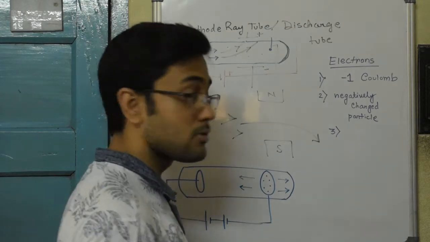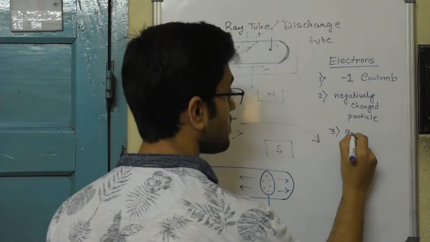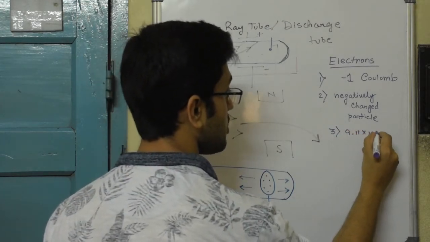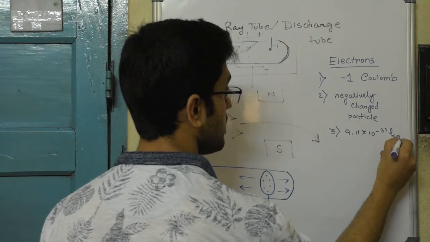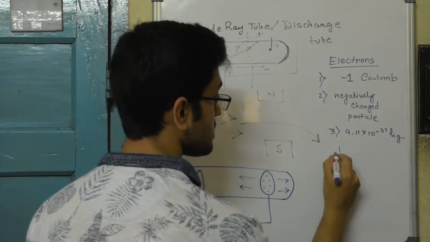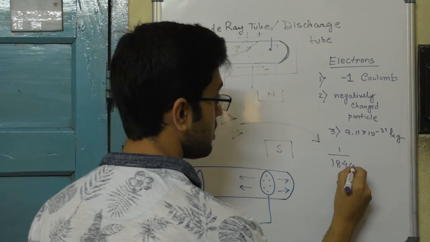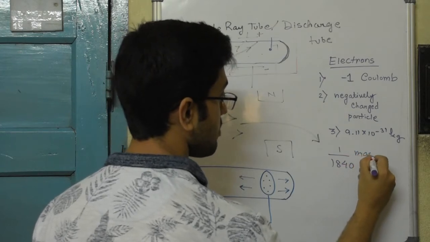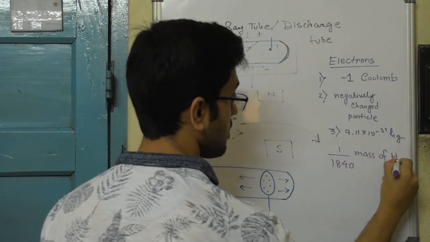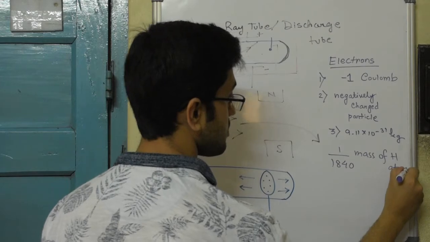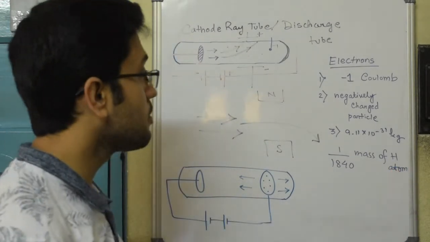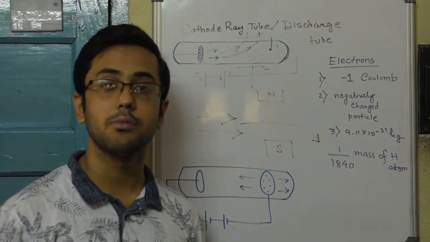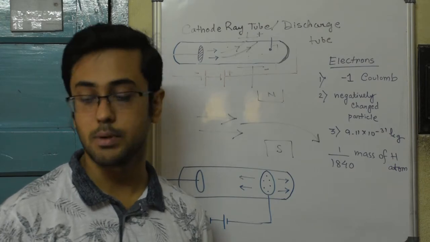And number three, the electron has a mass of 9.11 × 10^-31 kilograms, which is 1/1840 times the mass of a hydrogen atom. So these were the three properties of electrons that were deciphered by using the cathode ray experiments.